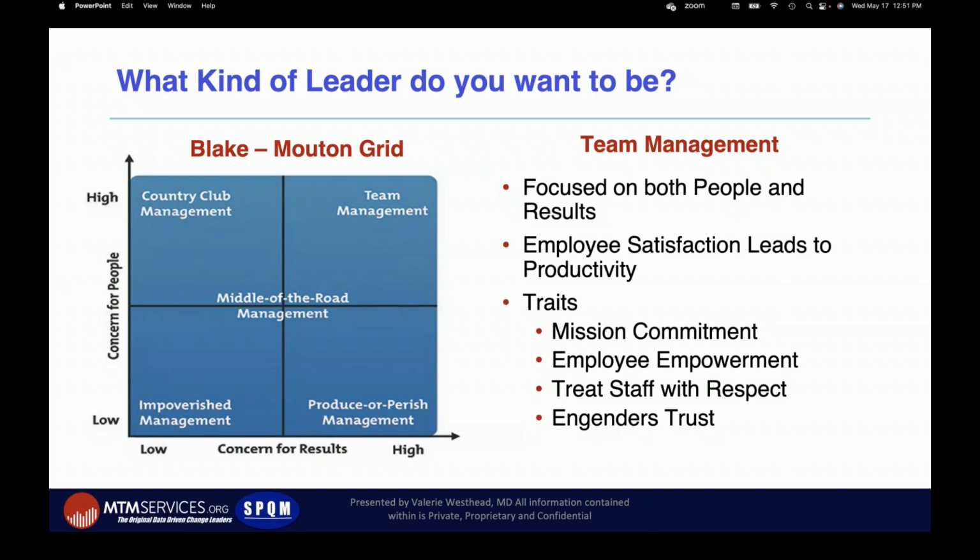So the Blake Mouton grid is something that I have found useful as I have myself worked through becoming a medical director, a chief medical officer, and ultimately someone who is excited about how to transform teams and how to help people develop those skills. I started off, I'm happy to say, in the team management quadrant the first time I used this as an evaluation tool. I haven't reached it; it's on a scale of 9. I don't think I'll ever get to the 9 and 9.